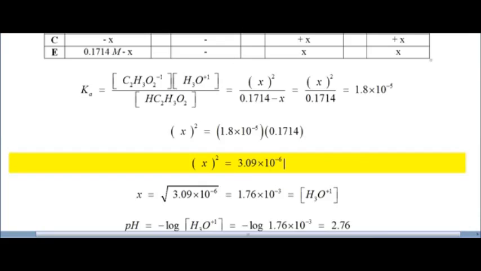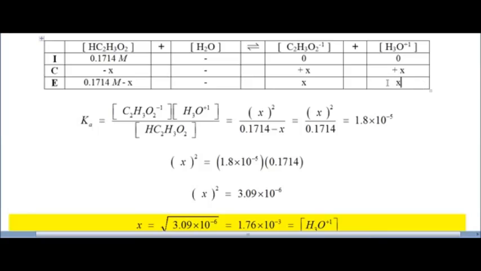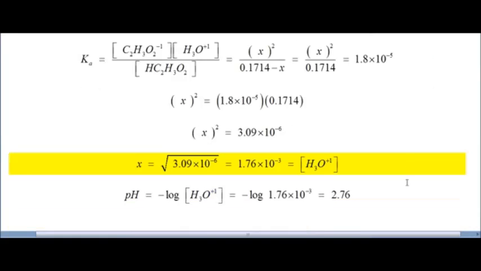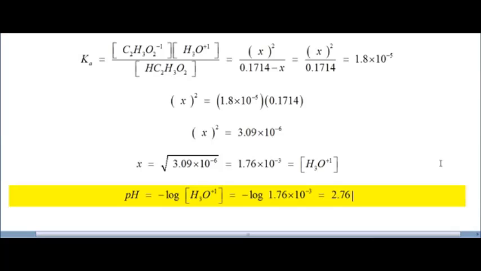We're trying to solve for x. Since we have x squared, we need to take the square root of that value to get our x value, which in this case is equal to our hydronium concentration, which is what we need to solve for the pH. So once you have your hydronium or hydrogen concentration, take the negative log of that value and you will come up with your desired pH for this part. And again, since it is a weak acid, we would expect the pH to be on the acidic side of the scale.